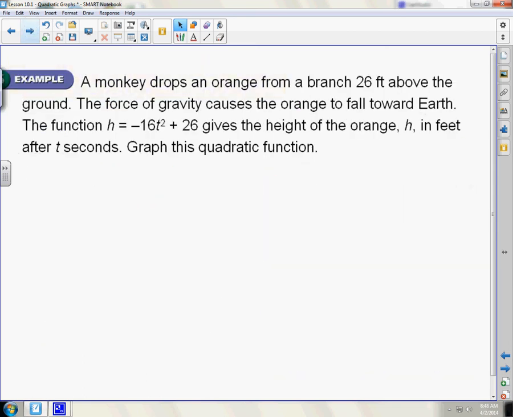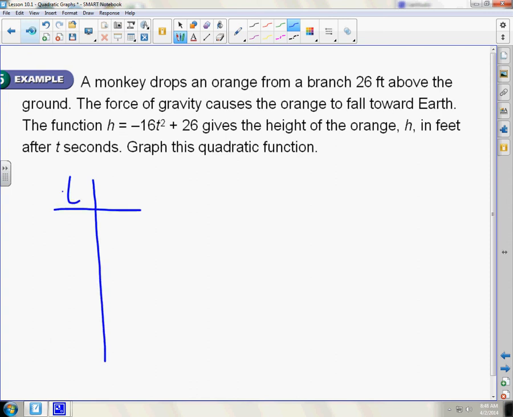A monkey drops an orange from a branch 26 feet above the ground. The force of gravity causes the orange to fall toward the earth. So they give you the function: h equals negative 16t squared plus 26, which gives the height of the orange h in feet after t seconds. Graph this quadratic function. So what you're going to do is first make a table.